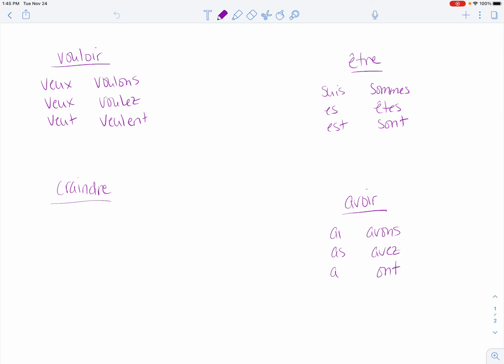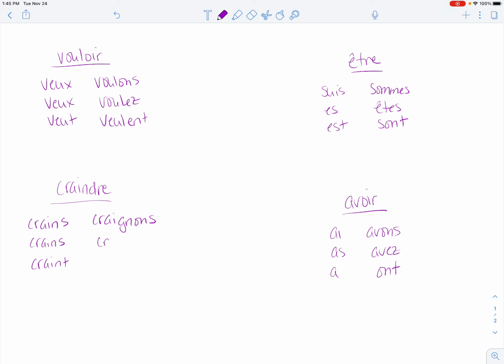I generally discourage students from calling things weird in a foreign language, but this is one where I'm willing to call this conjugation a little bit weird. This is the verb to fear. Now you can totally avoid this verb by using avoir peur, but if you want to conjugate craindre, it's craint, craint, craint, craignons. I have no idea where that G comes from. That's why I'm willing to call it weird.